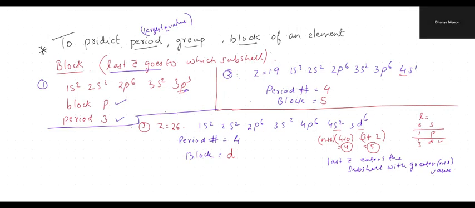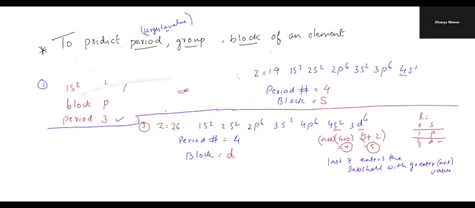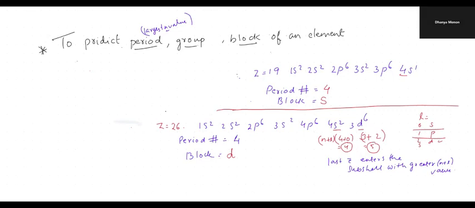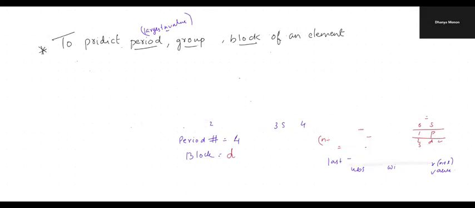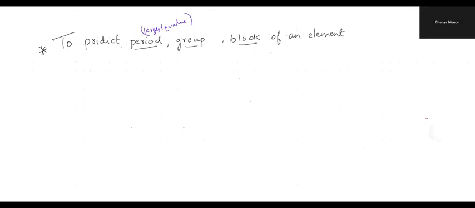Then the next one, period number. Period number you determine with the largest n value. Group number you determine with the last electron, which subshell it is going to. If you have a confusion, you check with the n plus l rule. Okay. Now coming to group number.